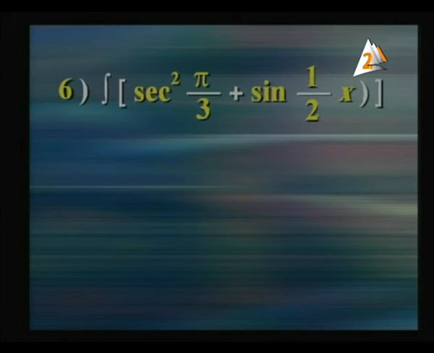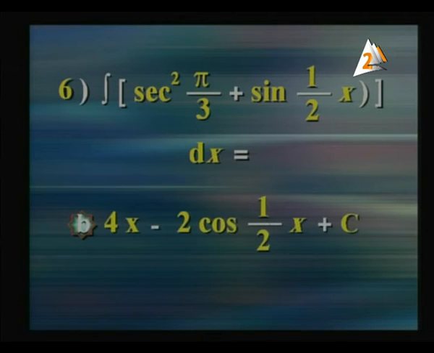The answer to the integration of 6 squared pi over 3 plus sine half x dx is number B, 4x minus 2 cosine half x plus C. Remember, 6 squared pi over 3 is a constant, pi over 3 equals 60 degrees.